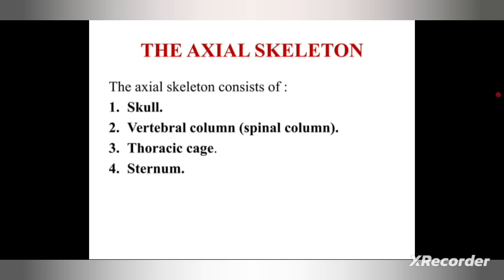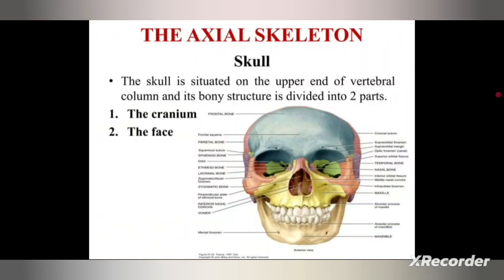The axial skeleton. The axial skeleton consists of the skull, vertebral column, thoracic cage, and sternum. The skull is situated on the upper end of the vertebral column, and its bony structure is divided into two parts, the cranium and the face.